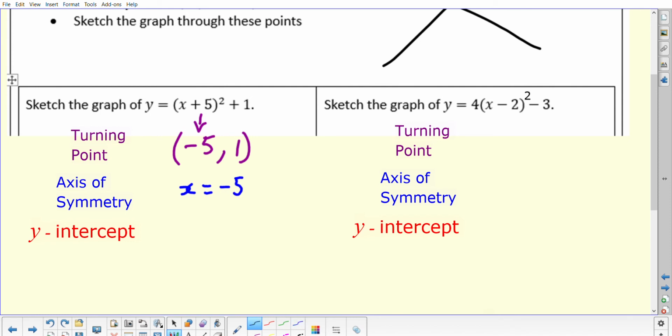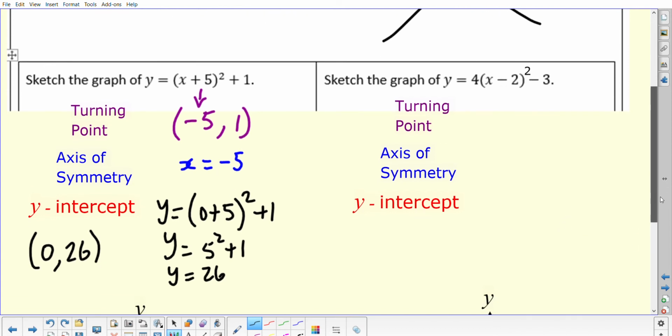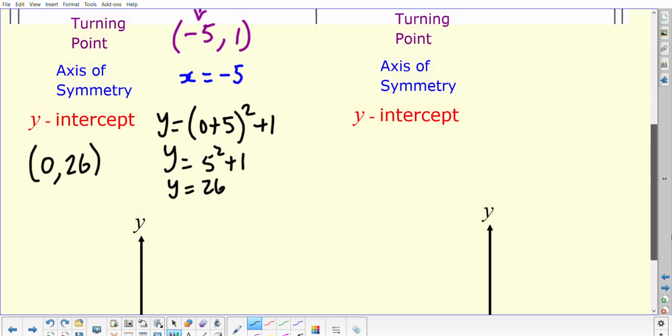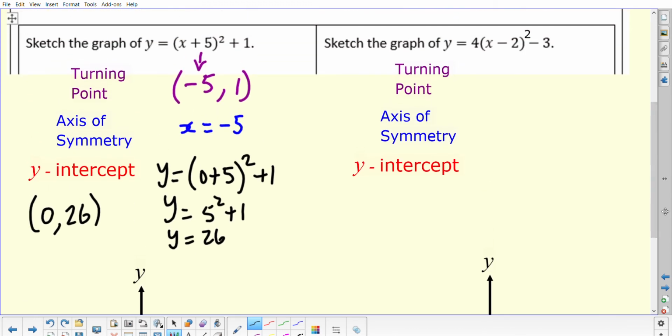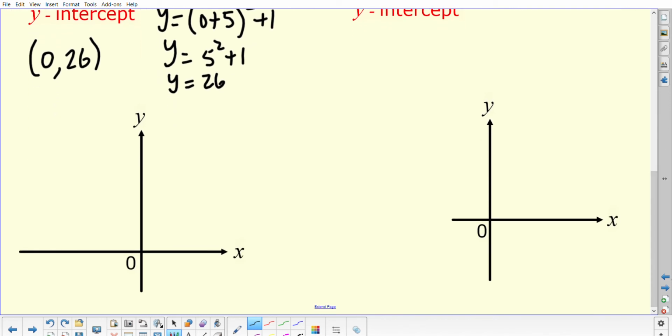To get your y-intercept, you're going to sub in x equals 0, so it's y equals (0 plus 5) all squared plus 1. That gives me 5 squared, add 1, 25 plus 1 is 26. So my y-intercept will be the point (0, 26). And putting these 2 points together will then allow me to sketch the graph of y equals (x plus 5) all squared plus 1. So what I do, you don't need to draw this on a square grid, this can be done on plain paper, and you're just doing this approximately.